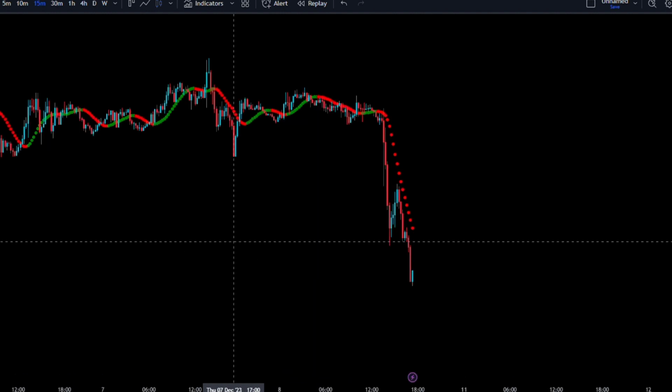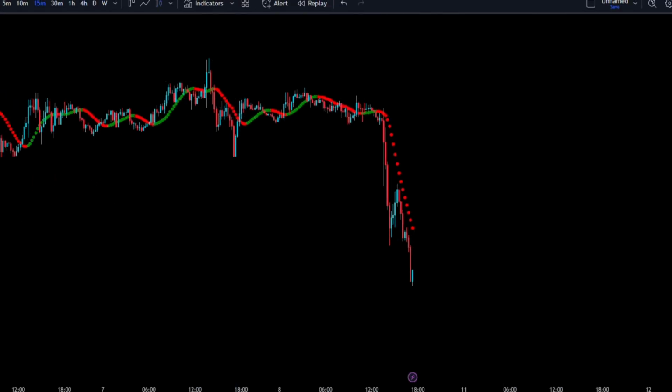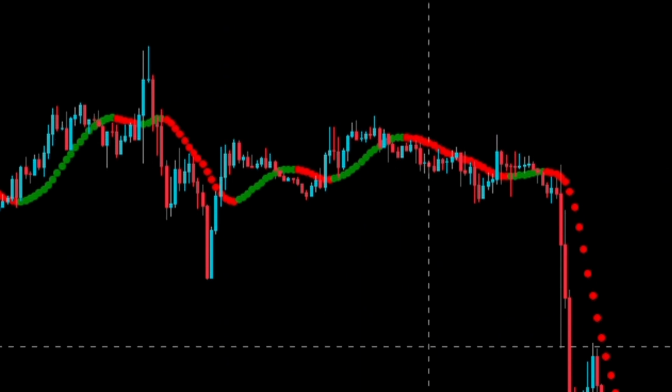Once we see these circles change from green to red, that's a new valid signal to go short, and once we see these circles change from red to green, that's a new valid signal to go long.